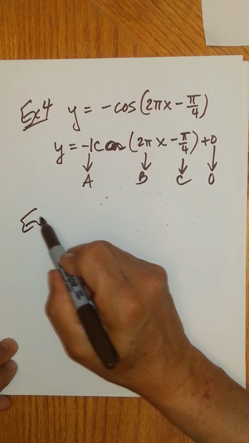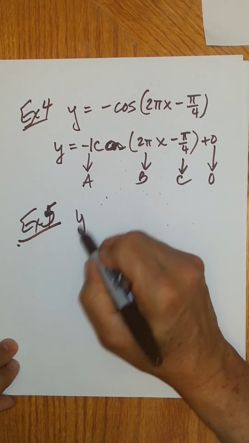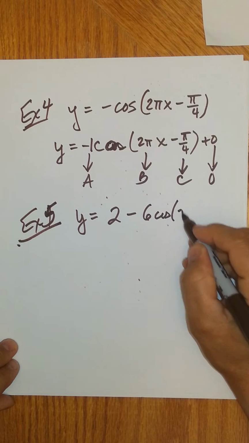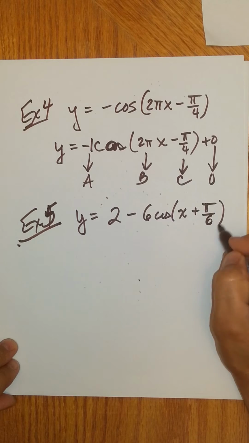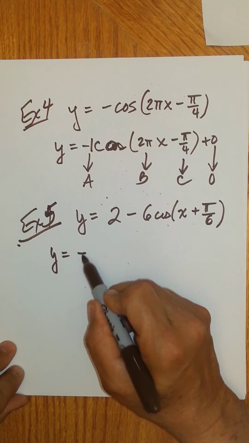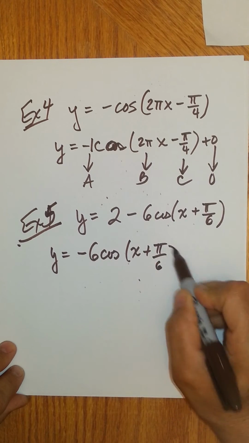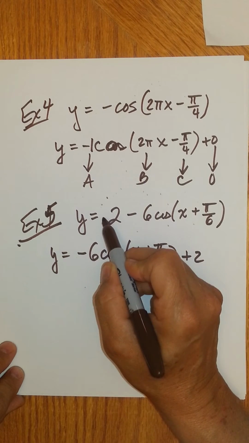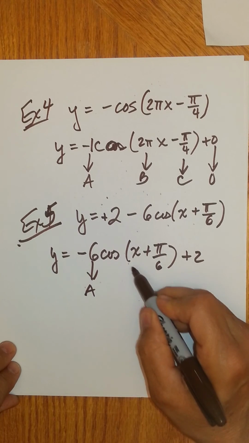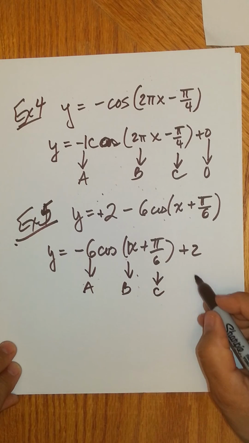And finally, example 5. Suppose you're given y equals 2 minus 6 cosine(x plus pi over 6). Here, I would rewrite this in the more standard form. It's understood that there's a plus sign here, though it's not written. So in that case, a is negative 6, b is 1, c is pi over 6, and k is 2.